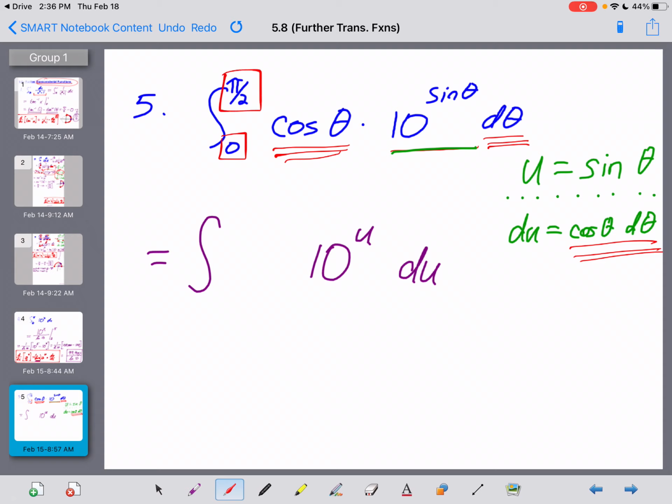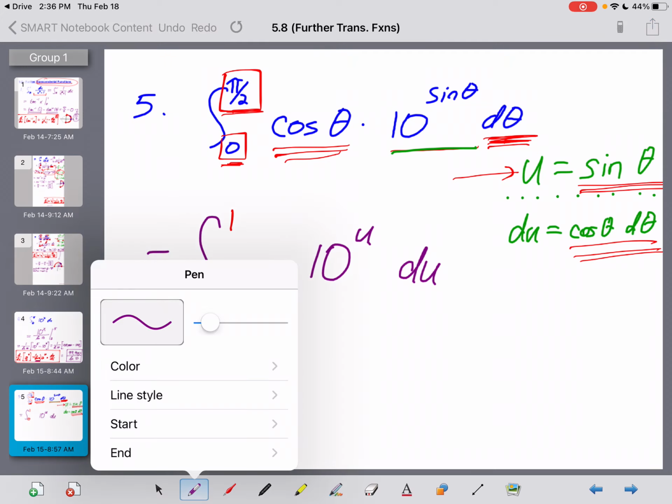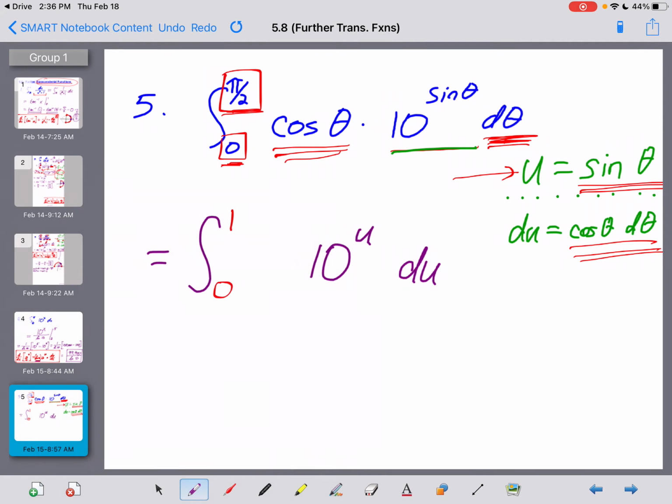0 and pi over 2 were the lowest and highest values of theta, but we're going to put those values right here and take the sine of those theta values to turn them into u values. So my lowest theta value was 0, and the sine of theta is 0. My highest theta value was pi over 2, and the sine of pi over 2 is 1. Oh my gosh. So this now works out pretty much exactly the same way as the last problem, guys.